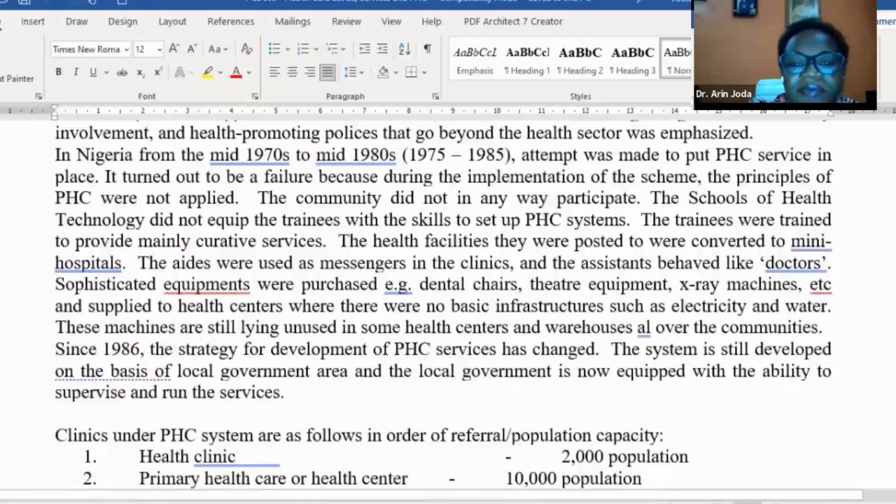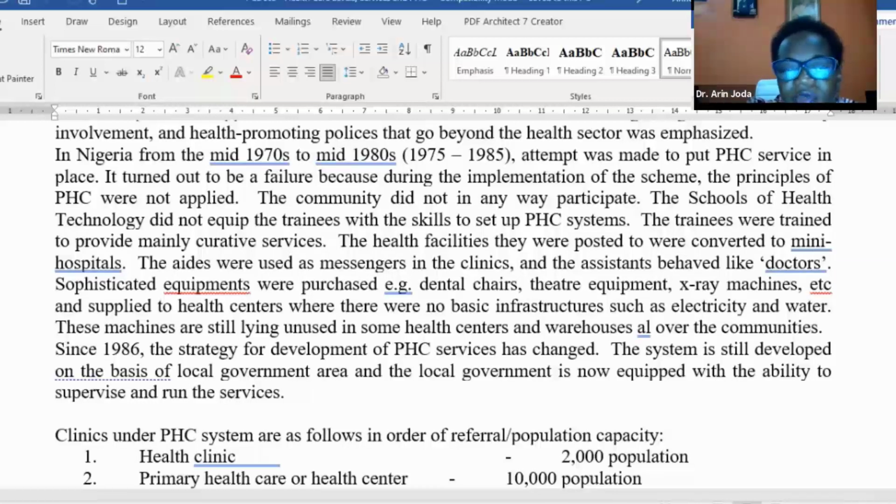In Nigeria, from the mid-70s to mid-80s, an attempt was made to put PHC service in place. It turned out to be a failure because during the implementation of the scheme, the principles of PHC were not applied. We already know the principles, and I already mentioned some of this. Communities did not participate. The schools of health technology did not equip the trainees with the skills to set up PHC systems. In fact, even these community health officers and community health extension officers were mainly trained on curative services rather than the focus of PHC that was supposed to be promotive and preventive.